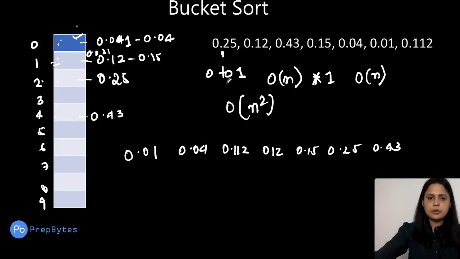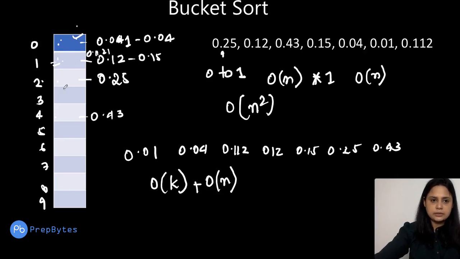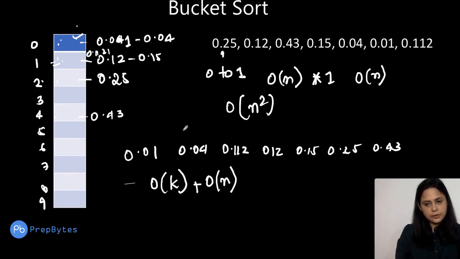And what will be the space complexity? Space complexity is going to be the size of the buckets, which depends upon how you make them. Let's say the number of buckets is k, then it will be O of k plus O of n, because we are also placing these n elements. So this is how bucket sort will go.